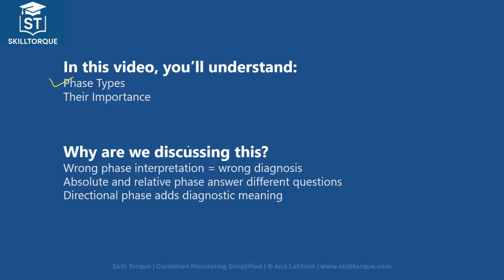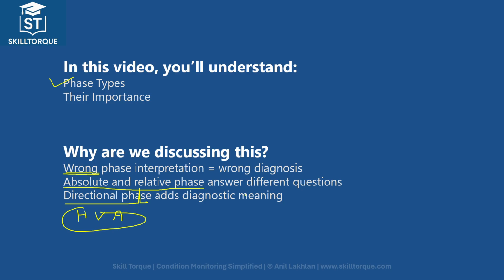Many of us think that we are using the phase correctly, but in reality we often make mistakes, especially we mix up the concepts of absolute phase and relative phase. And also there are the normal horizontal, vertical and axial phases, which are known as the directional phases. So today we will clearly understand this. We'll be discussing in detail what the absolute phase is and what the relative phase is, and also all the directional phases like horizontal, vertical and axial, right?